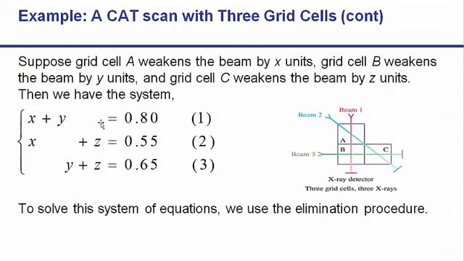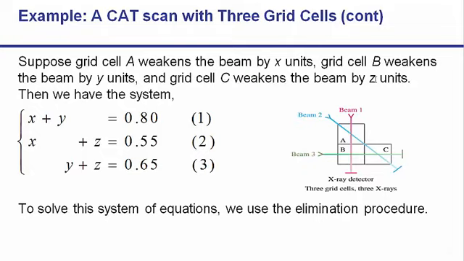So now we can set up a system of equations based on these weakness readings that we got: the 0.8, the 0.55, and the 0.65. Now this is something that I hate that most books do, is they force all of these systems of equations to always be X, Y, and Z. Because now all of a sudden you have to go, okay, wait a minute. Grid cell A weakens the beam by X units, and grid cell B weakens it by Y units. Why not just call that A and B units? And this would be A plus B, right? Because we know beam 1 goes through A and B. And then beam 2 goes through A and C. So here's A and C, because C is now going to be called Z.